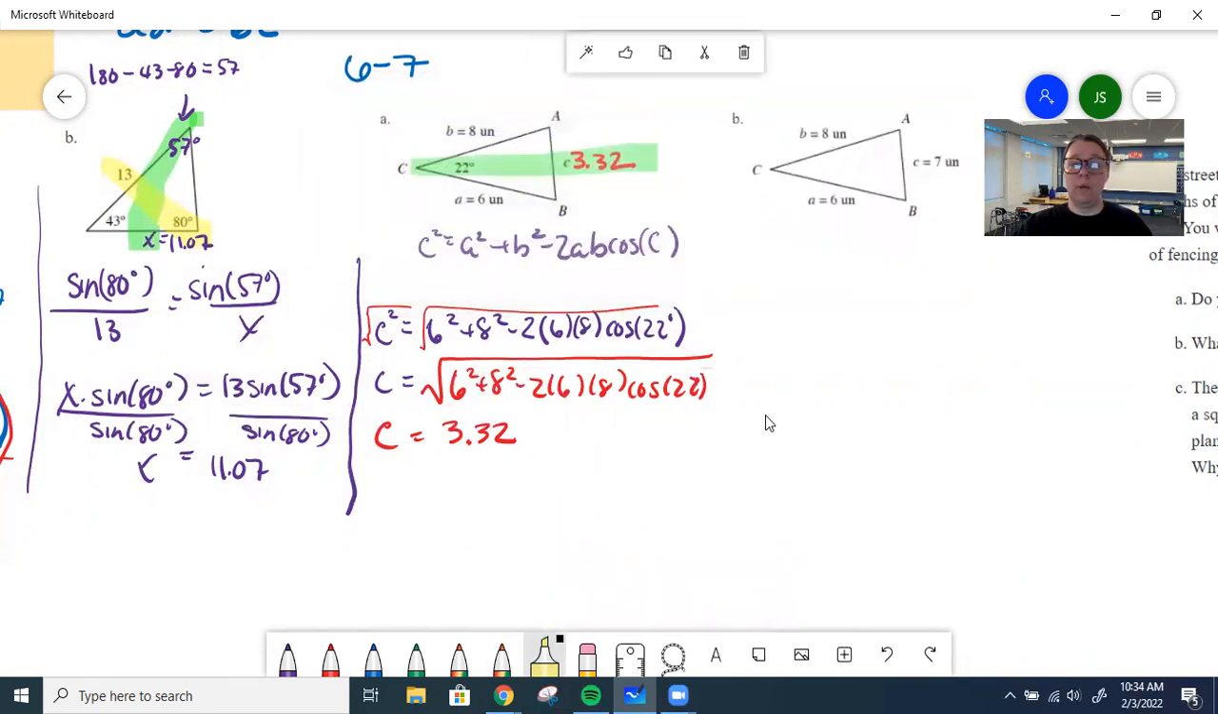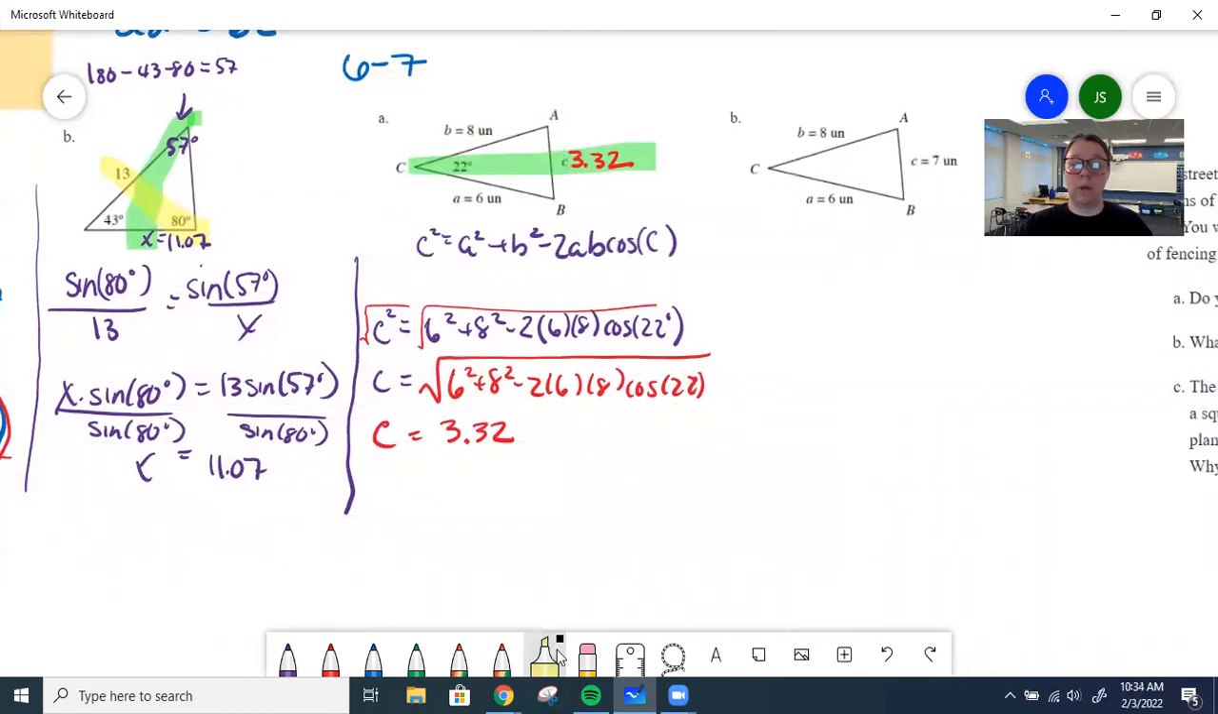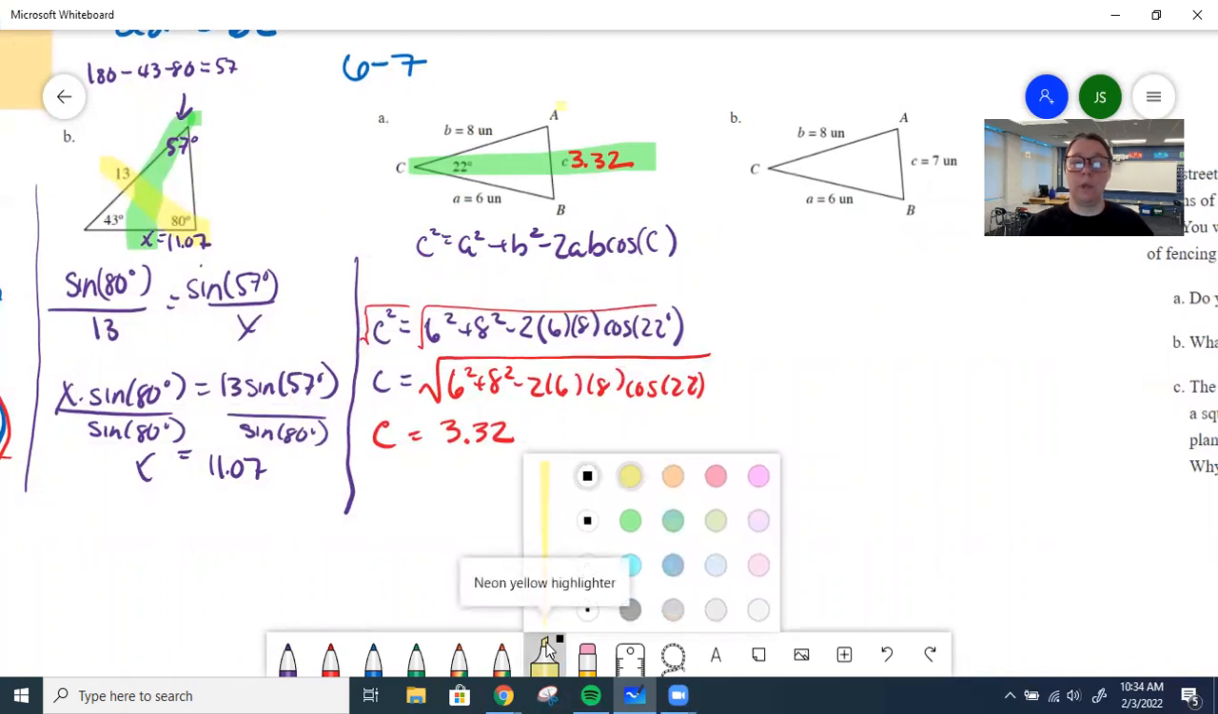get this. Why am I doing this? Stop doing that. I want to just highlight. Oh, I know why. Sorry. My brain's not working. Okay, so now I'm going to get angle A.